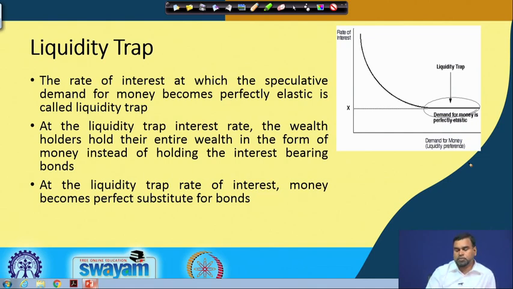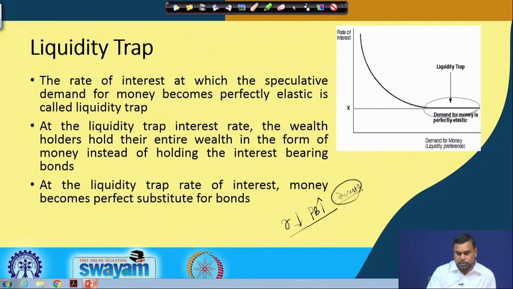But whenever the interest rate is very low, the price of the bond is very high. In that context there is no point in investing in the bond, and they may prefer to hold their wealth in the form of money instead of holding interest bearing bonds. So, at the liquidity trap rate of interest, money becomes a perfect substitute for bonds. As I already told you, if the interest rate is very low, then the price of the bond goes up, and if the price of the bond is very high, people may not be interested to invest in that.